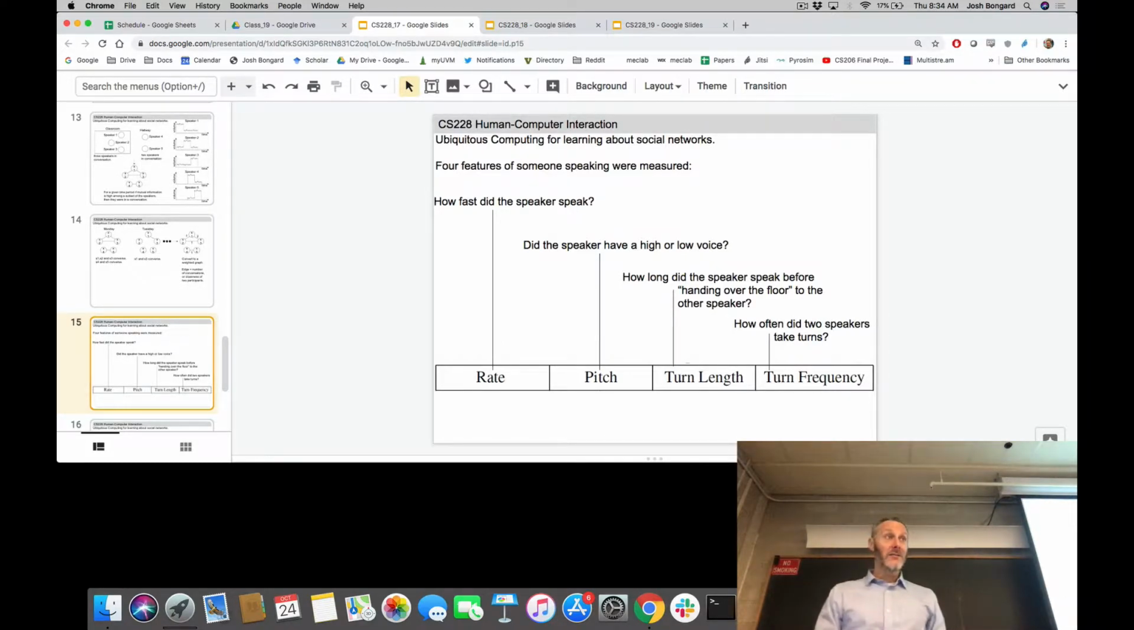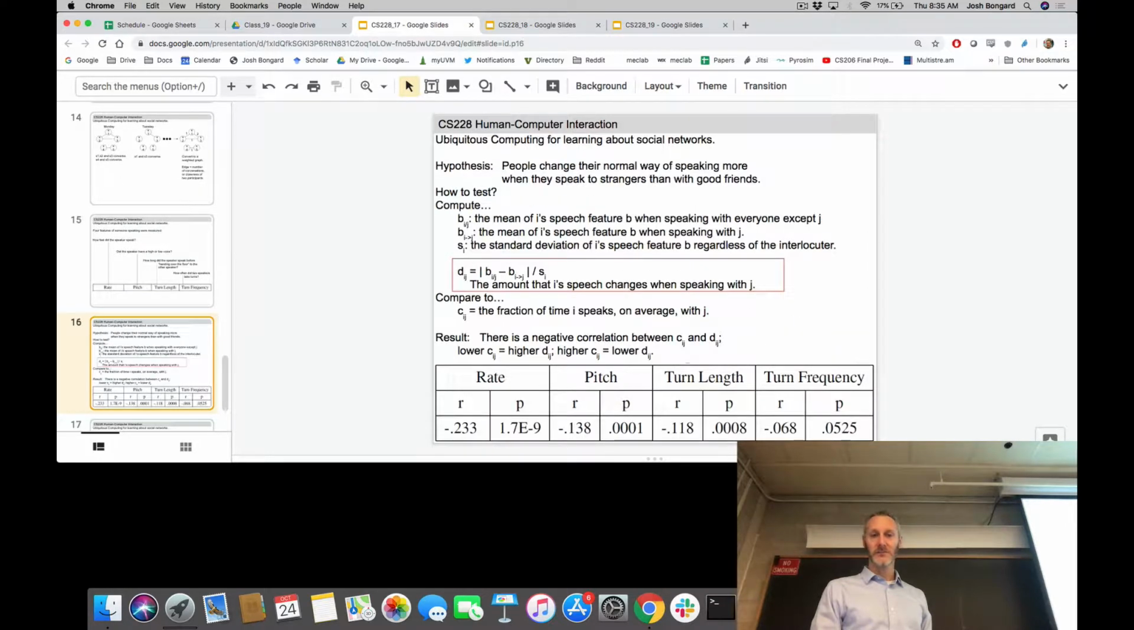There are important privacy issues with this particular experiment, so we're throwing away what the grad students said, and we're just inferring 4 features of prosody, or the way in which they speak. How fast, how high or low, how long do they hold the floor before ceding it to someone else, and how many times do they alternate speakers in a given conversation.